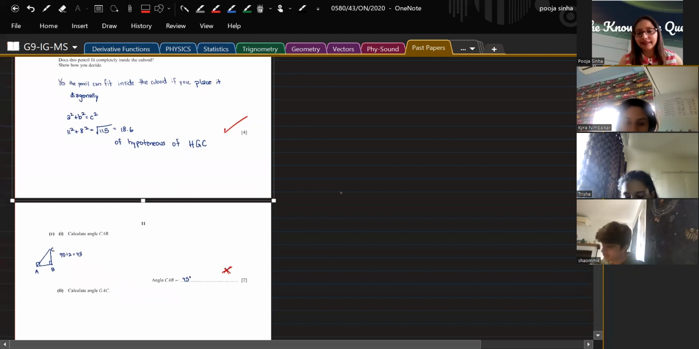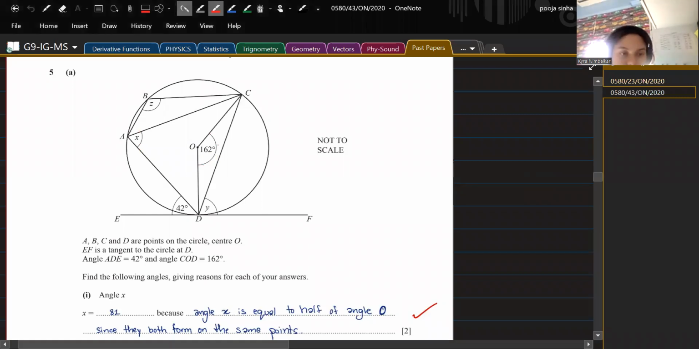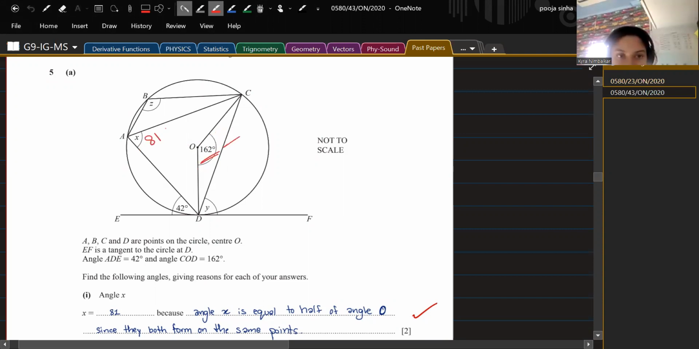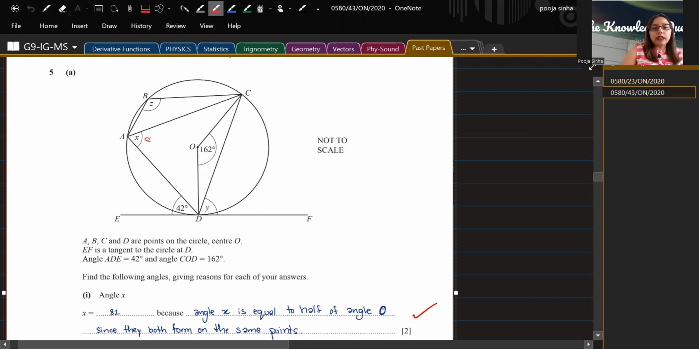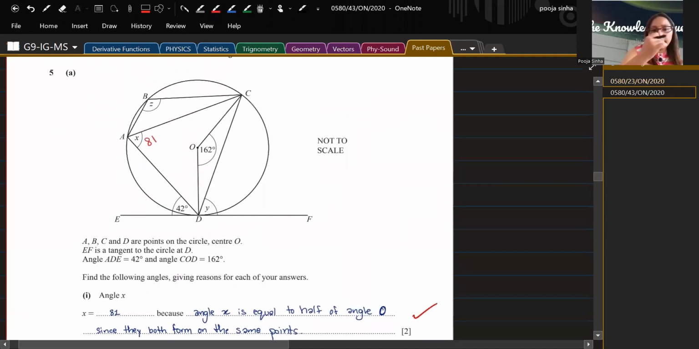I solved the second one, but it's for graphs and such. Should I open it? On the center, right? So ये जो central angle होता है, ये हमेशा इसका double होता है. So if this is x, this is 2x. Okay. So if 2x is 162, then x would be how much? 162 divided by 2, which is 81. So this angle would be 81. Okay. Once that is done, then आते हैं y पे.